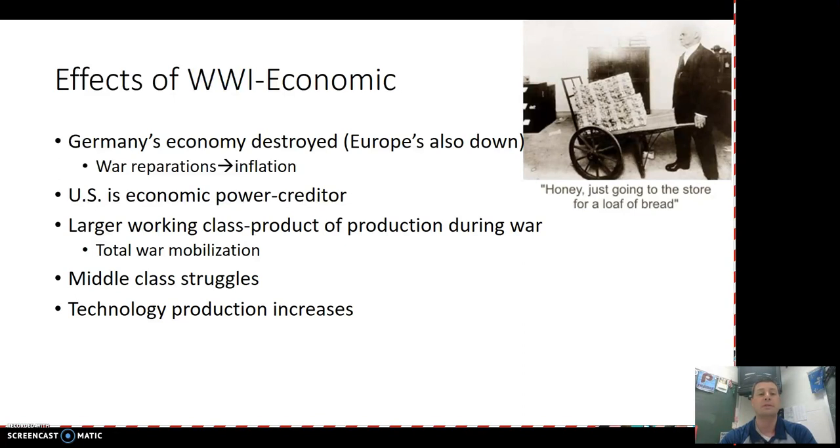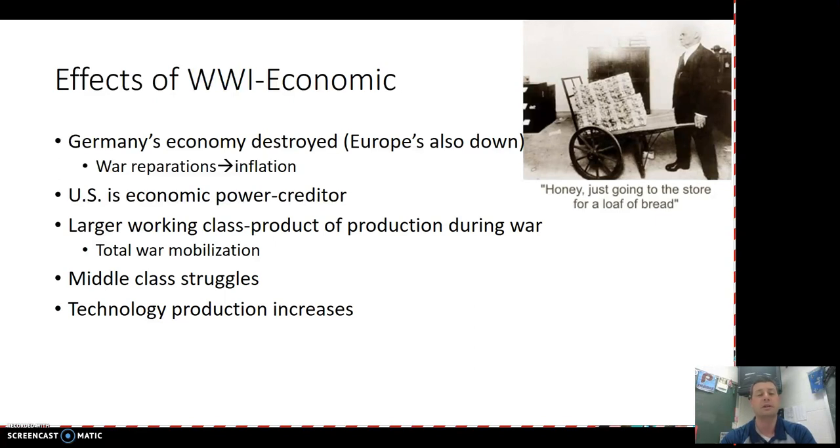The U.S. establishes itself as an economic power, becomes the creditor for the world, basically, dishing out loans left and right to European countries to try and get them back on their feet. That drives the prestige of U.S. economics, and it also drives money into the U.S. economy. Larger working classes established.